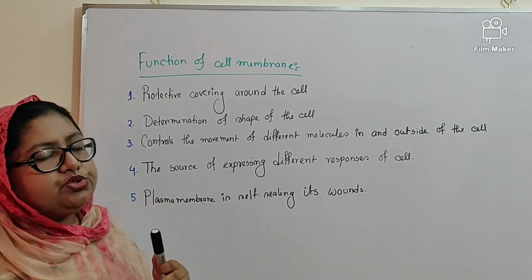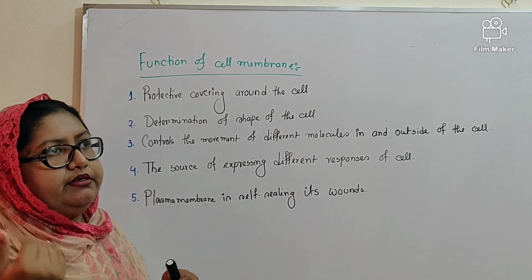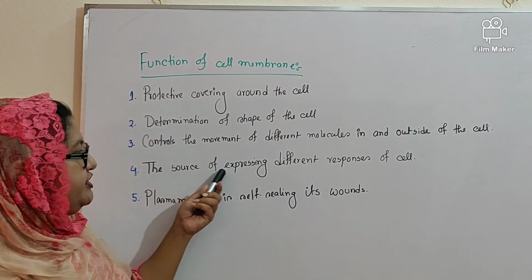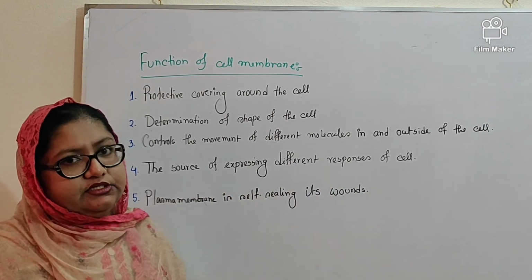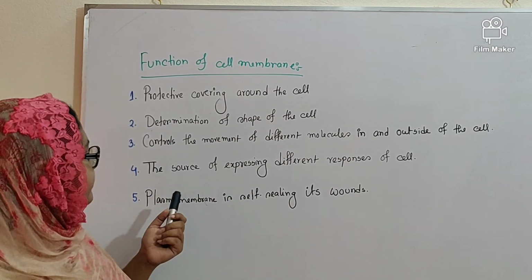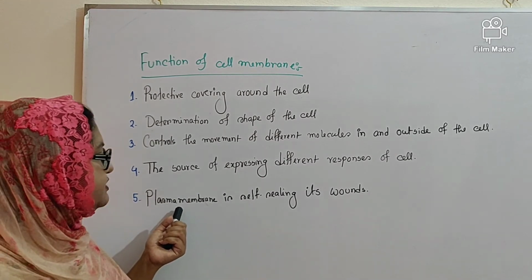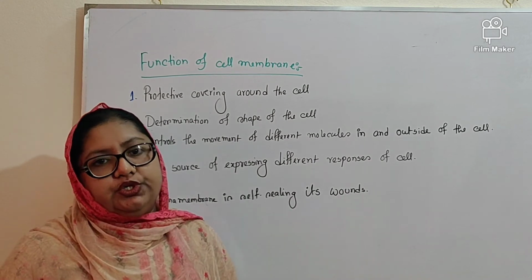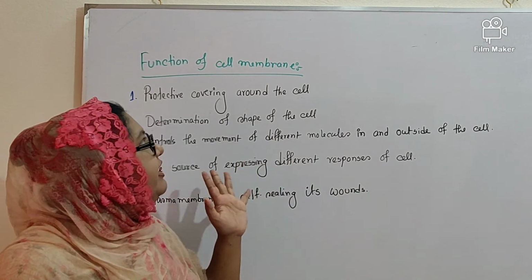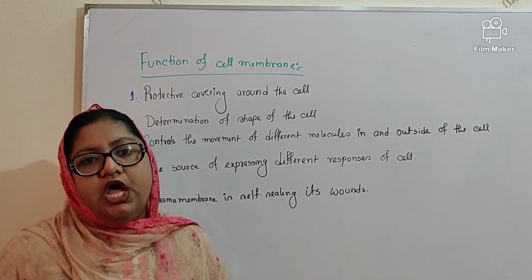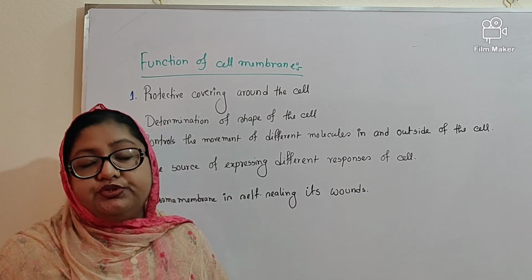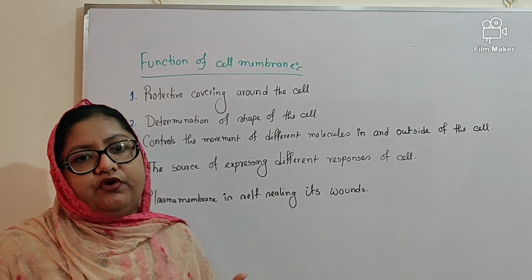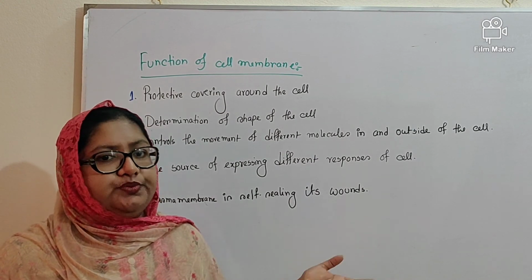Next point, it also acts as a stimulation receiving layer, so it is the source of expressing different responses of the cell. And the last function of the cell membrane is that the plasma membrane, or the cell membrane, is self-sealing. Okay, so these are all the functions of the cell membrane. You can add more points to get better marks. Here I have discussed only 5 points. When it is for 3 or 4 marks, then you have to add more points.